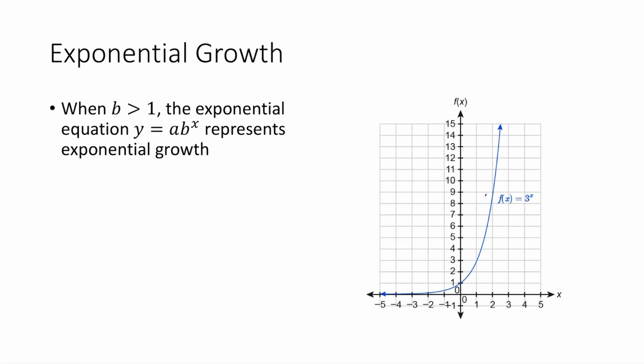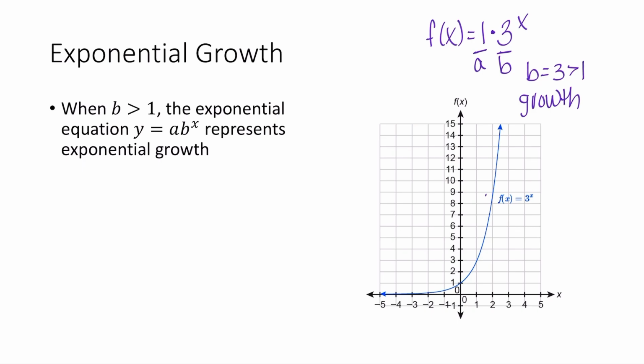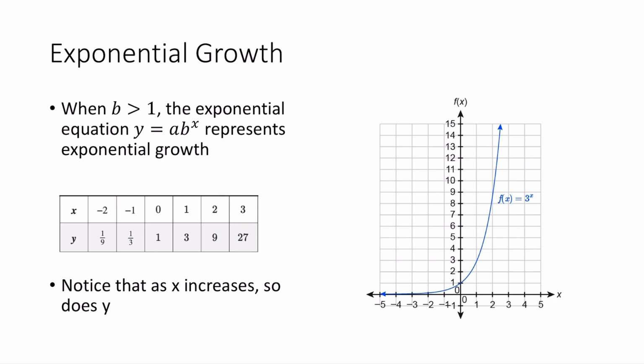So in exponential growth, you have a b that's bigger than 1. So for example, we have the function f of x equals 3 to the x. So if we think about this function in terms of a and b, our a value is actually going to be 1, right? So a is 1, b is 3, so we have b, which is 3, and that is bigger than 1, so that's why we have exponential growth. Notice how the shape of the curve looks in this exponential growth function.